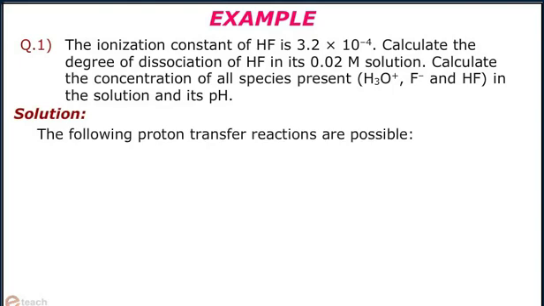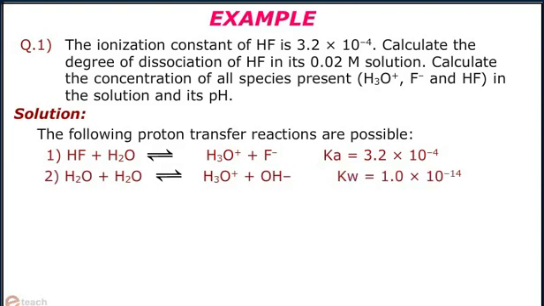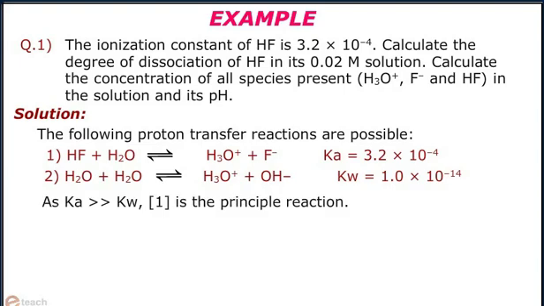The following proton transfer reactions are possible. The first one is HF plus H2O reversible H3O+ plus F-. Ka of this reaction is equal to 3.2 times 10 to the power minus 4. The second reaction is H2O plus H2O reversible H3O+ plus OH-. Kw of this reaction is 1 times 10 to the power minus 14. As Ka is very much greater than Kw, the first one is the principal reaction.